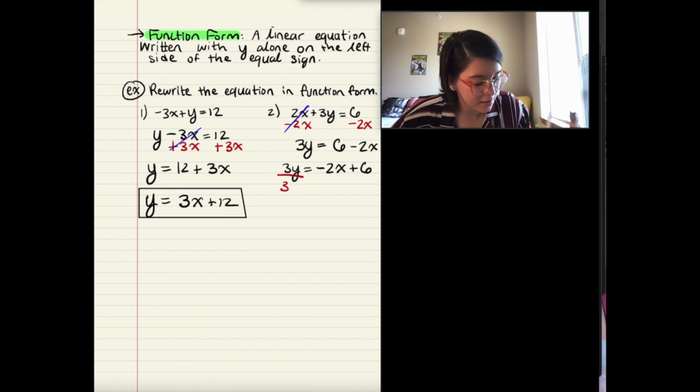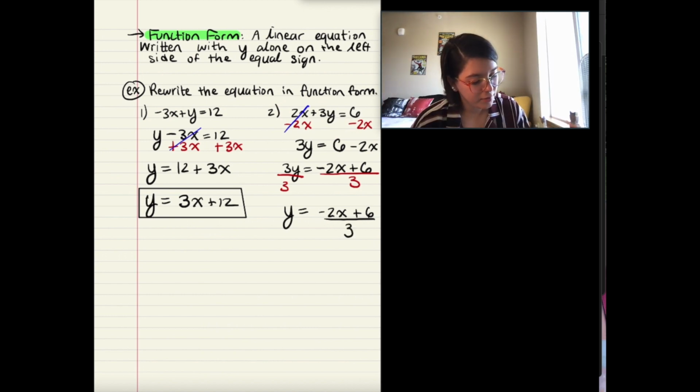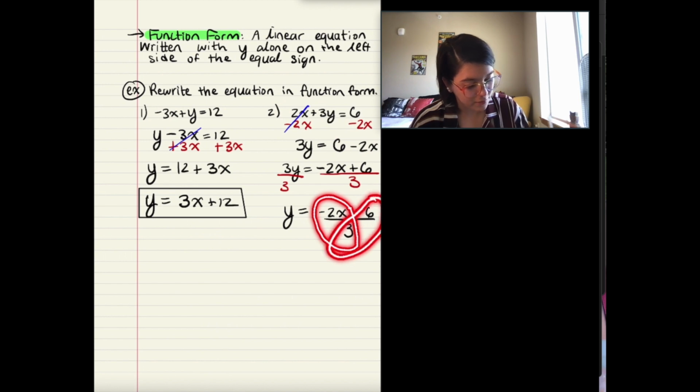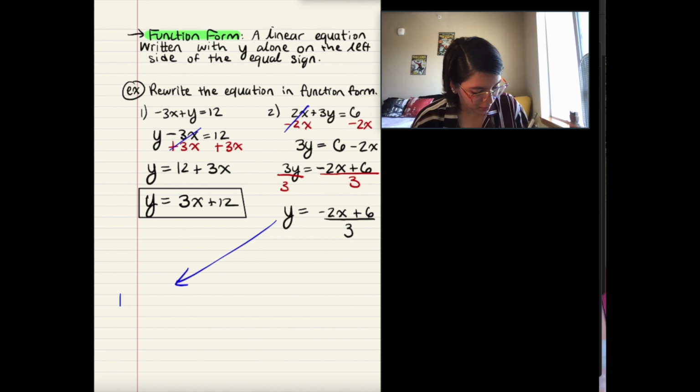And what we do to one side of the equation, we do to the other. So we have y is equal to negative 2x plus 6 divided by 3. Now in our numerator, we have 2 terms, but in our denominator, we only have 3. So what we can do is separate this into 2 separate fractions. So negative 2x over 3 and 6 over 3. Kind of like we had 1 plus 5 over 2. Well, we could rewrite this as 1 over 2 plus 5 over 2. So separate it into 2 separate fractions.